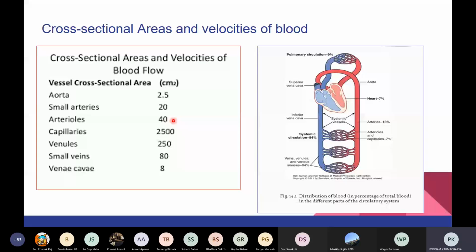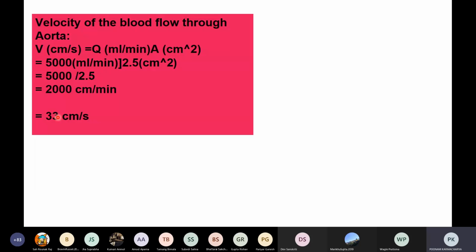Now let us see the flow or the velocity of blood in aorta and the capillaries by that simple formula which we had just discussed. So velocity of the blood flow through aorta. Okay, so velocity is equal to blood flow divided by area, right? So blood flow is 5000 ml and the cross-sectional area of the aorta is around 2.5 centimeters square. Now if we divide 5000 by 2.5, then it will come around 2000 centimeter per minute, or it can come around 33 centimeter per second.